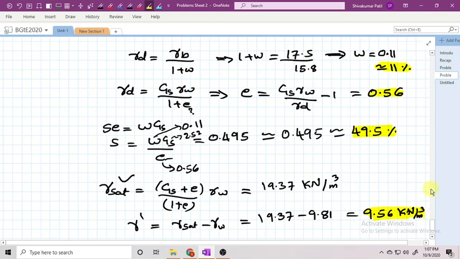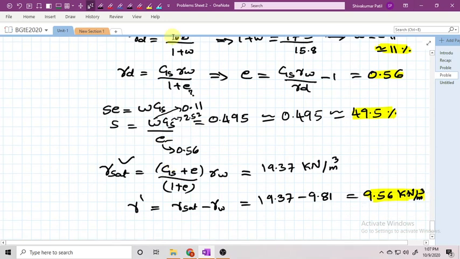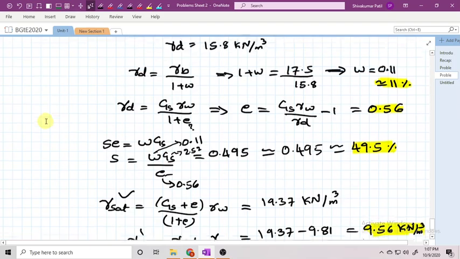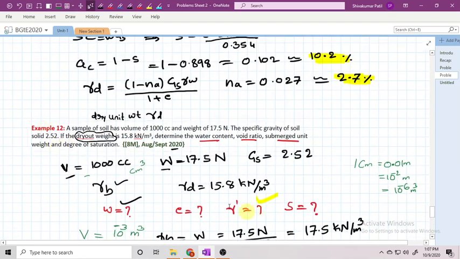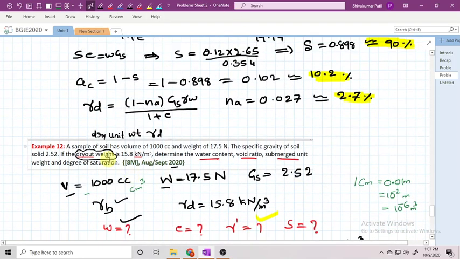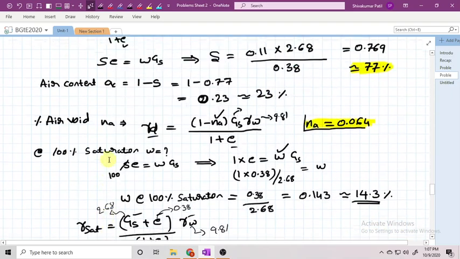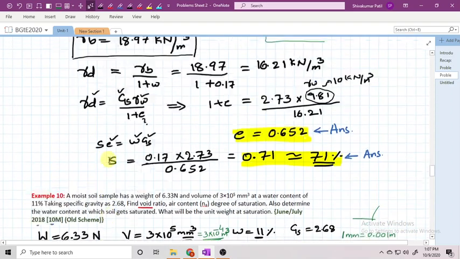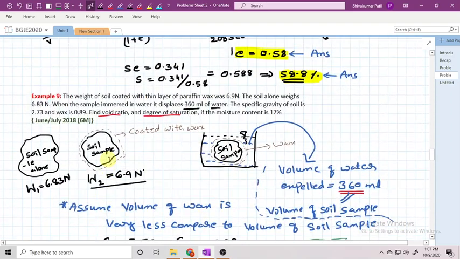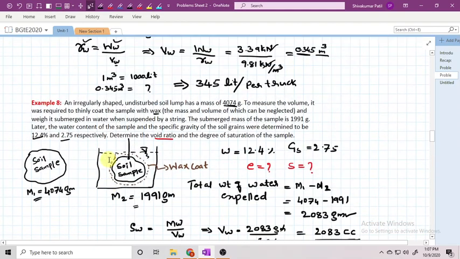Okay, so this completes your first unit, that is the first part of your first unit. So we have solved plenty of problems. Enough problems we have solved. I hope this will be sufficient for you to go ahead and solve some more problems from the textbooks.